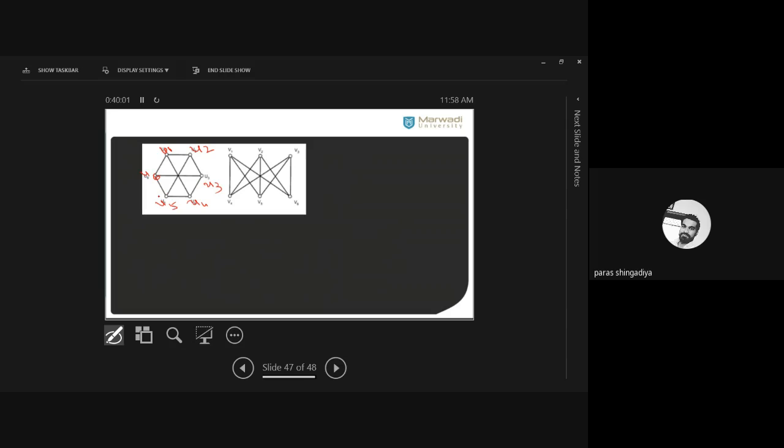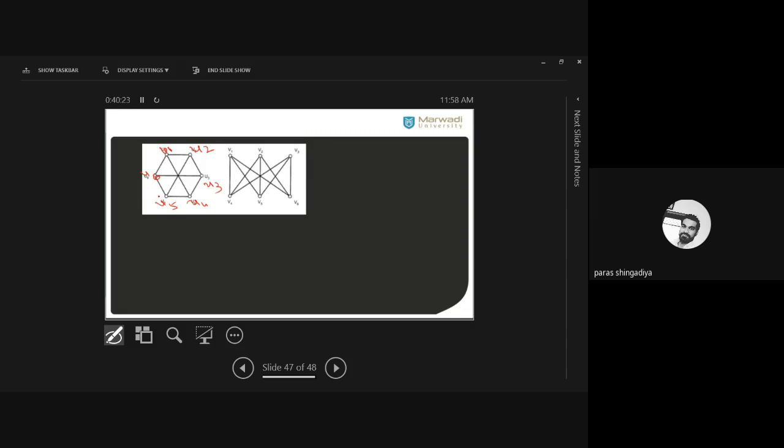So in this first graph, we'll check the image of U1, and let us say it is V1. Let's consider V1 is the image of U1. So here U1 is adjacent with U2, U6 and U4.